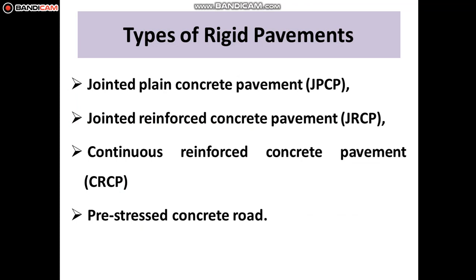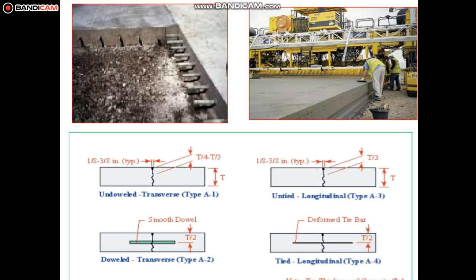Next one, continuous reinforced concrete pavement. Complete elimination of joints is achieved by reinforcement. In the picture, we can see the dowel bars and tie bars.